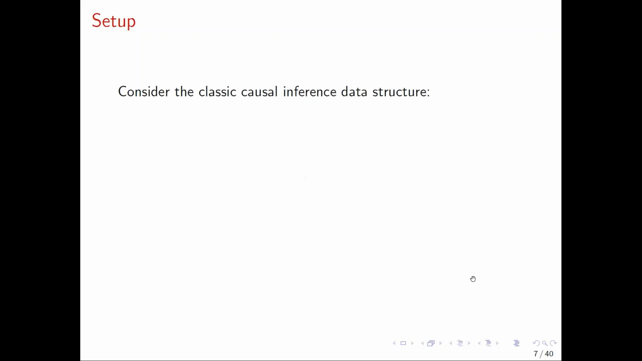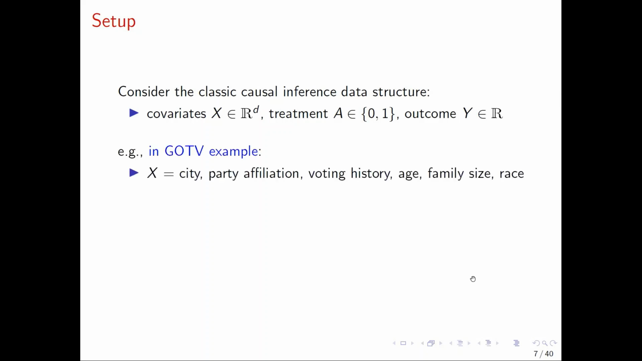Okay, so those are a couple examples to keep in mind. Now I'll formalize the problem a little bit. So we're going to think about this kind of classic causal inference data structure, where we see covariates or features X, which are d-dimensional. We'll think about things in some generic setting, and then we'll specialize later. We also have treatment information A, which we'll think of as being binary or discrete, and an outcome Y.